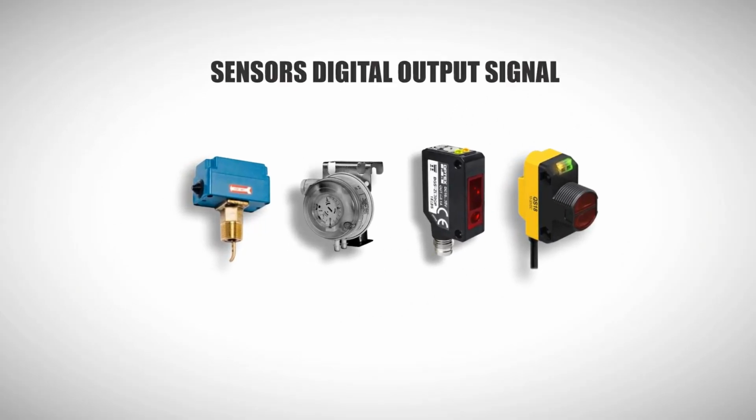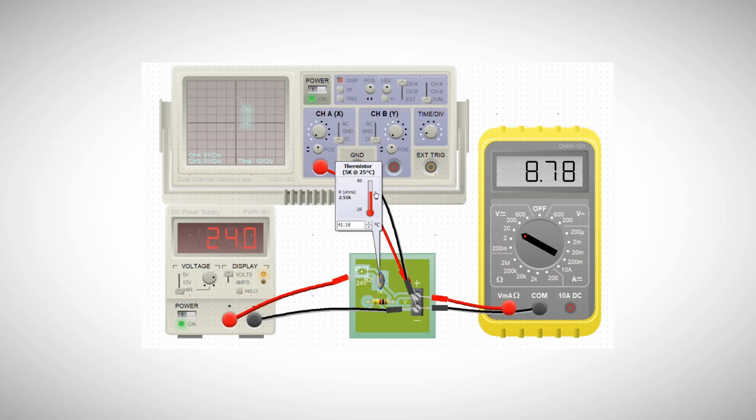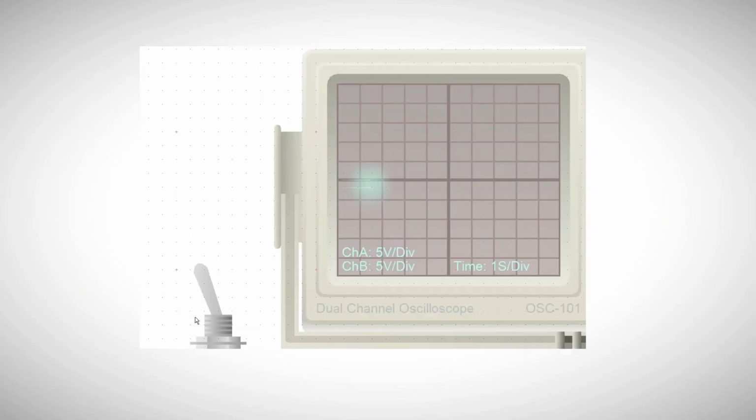Now let's talk about sensors' digital output signal. Unlike analog signals, which represent measurements as continuous voltages or currents, digital signals convey information in discrete binary values, zeros and ones. This approach offers greater precision, noise immunity, and integration with modern computing systems.